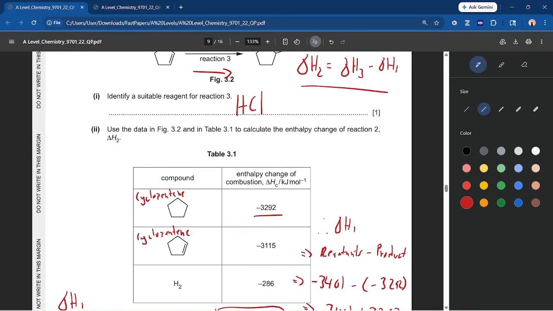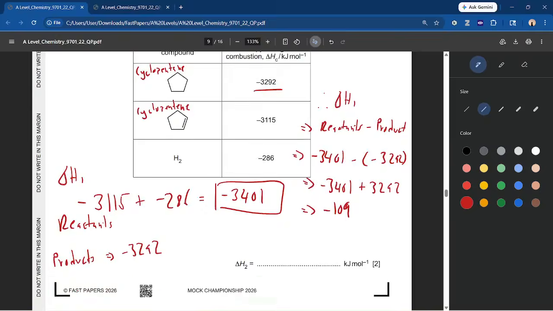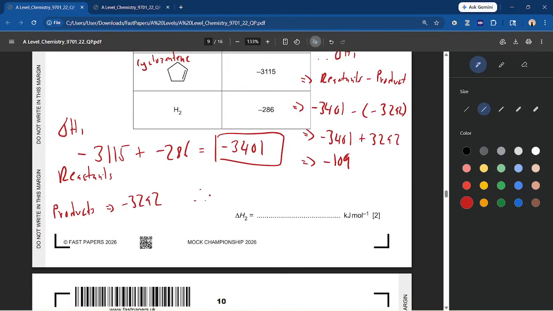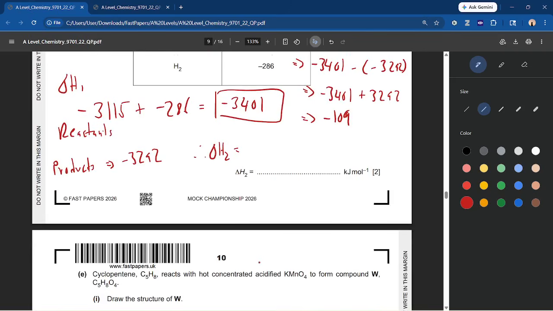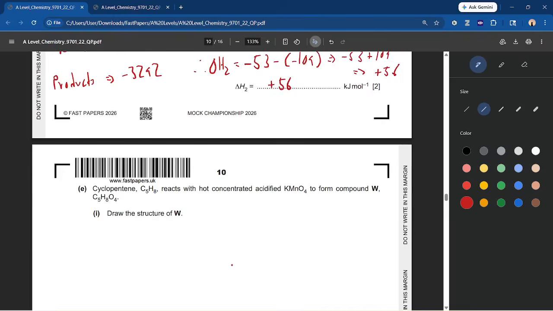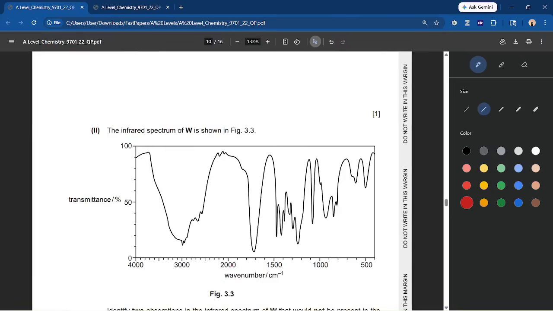So now if you go back up, it says del H2 is equal to del H3 minus del H1. So del H2 is equal to minus 53 minus minus 109, which is minus 53 plus 109, which is equal to plus 56. So remember, the sign is very important. This will be plus 56. There you go. Very simple. Nothing too complicated. And yeah, let's move on to the next question.